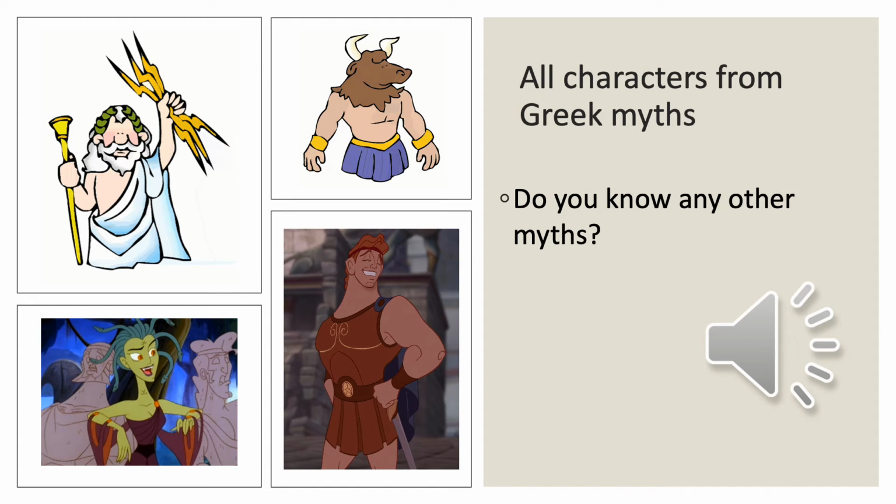So that is correct. They are all actually characters from myth stories. And you've got Zeus with the lightning bolt up at the top, and right of them you've got Minotaur, and that's the story of the half man, half bull that chases somebody around a maze. In the bottom left-hand corner you've got Medusa, with the snakes on her head, and then the very famous Hercules. Okay, so they're all from Greek mythology.